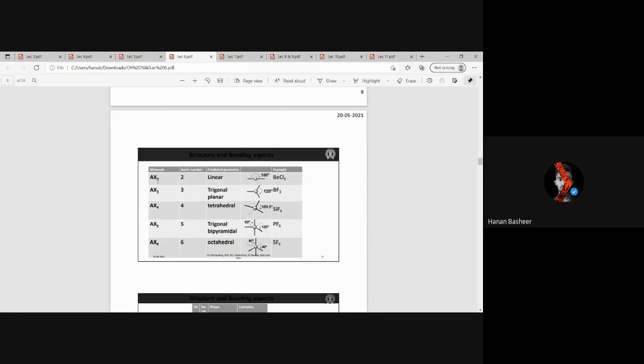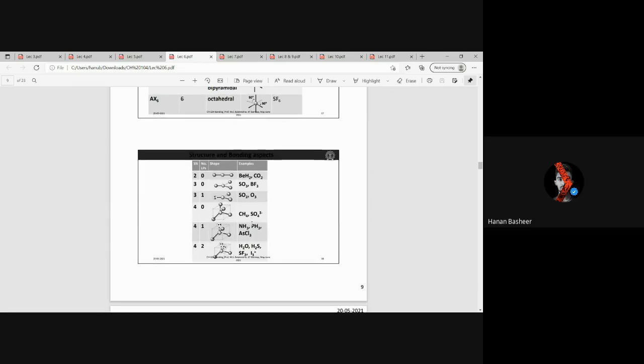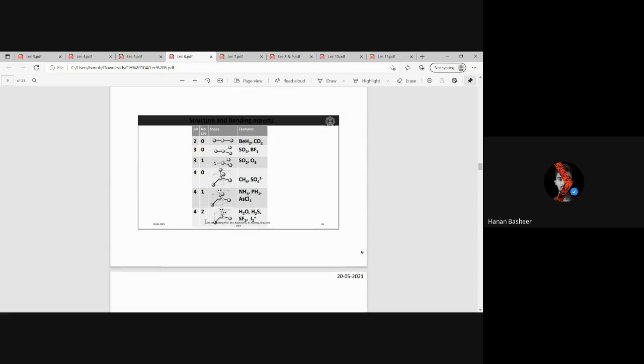Then AX2, AX3: these are the number of atoms at the periphery, and this is the steric number: 2, 3, 4, 5, 6. Accordingly, we will get these structures: linear, trigonal planar, tetrahedral, trigonal bipyramidal, and octahedral. And this is again done taking the lone pairs into consideration.